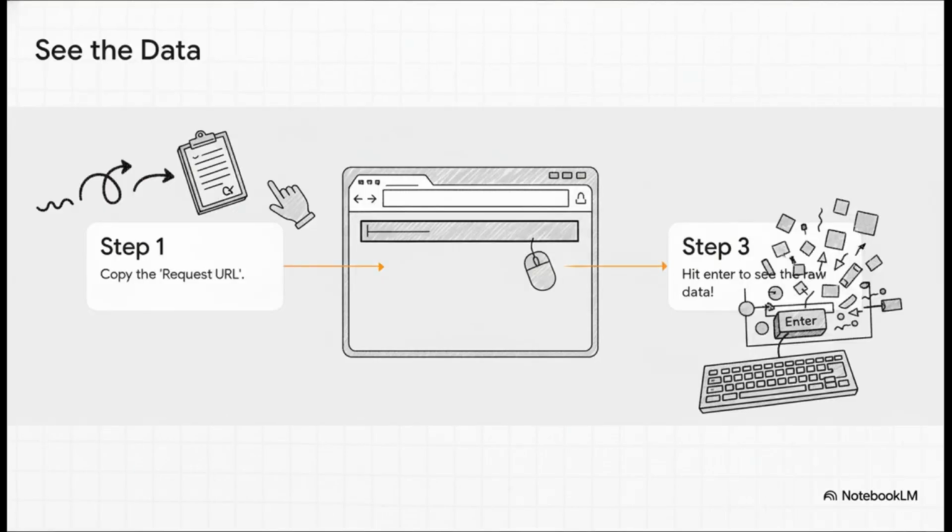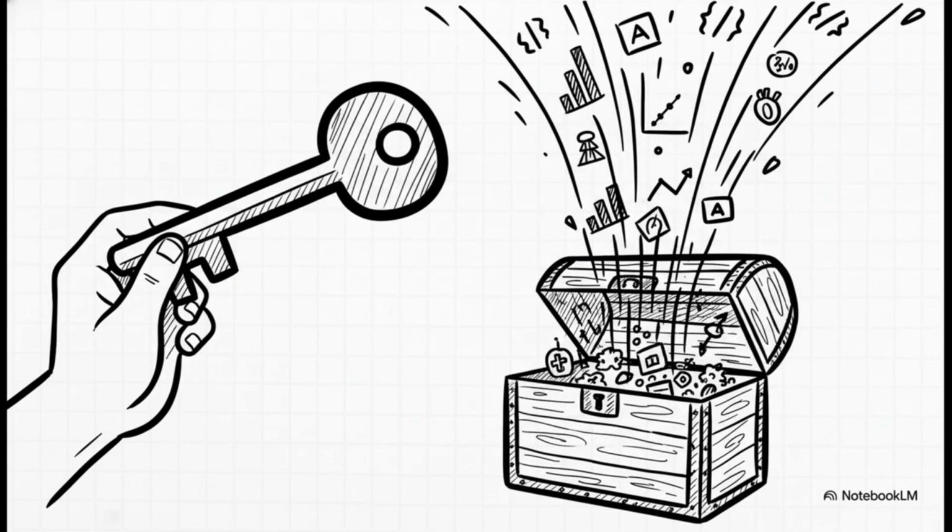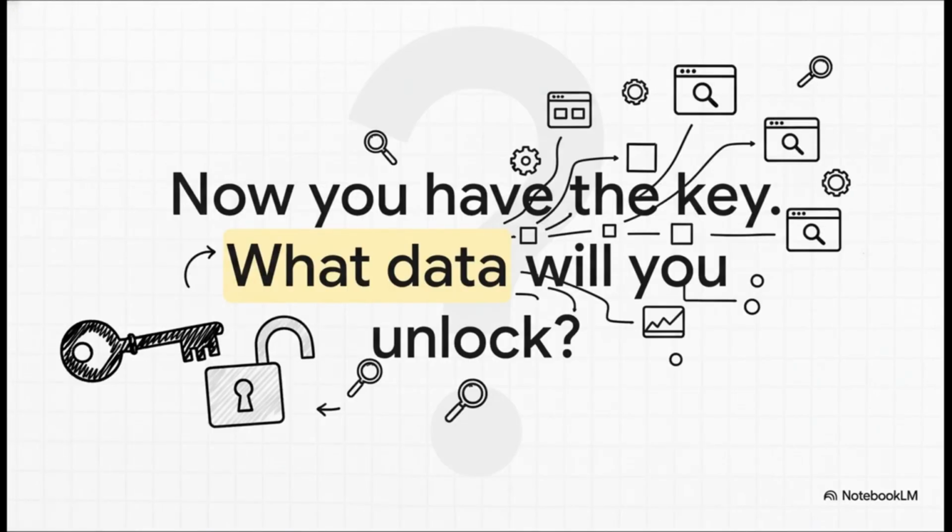So let's try it. Copy that whole URL and paste it into a brand new browser tab. And boom, there it is, all the raw, structured data straight from the source. This simple trick works on tons of websites. So now that you have the key, what will you unlock?